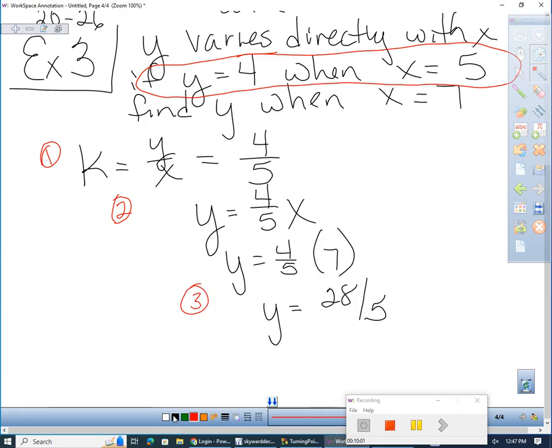All right, so we're going to do another one just because. We're going to do another one because these are the ones that, for whatever reason, we struggle with. Again, first line information finds you k. Write it in the equation. Last line information tells you what you need to find. Okay, so let's do another one.